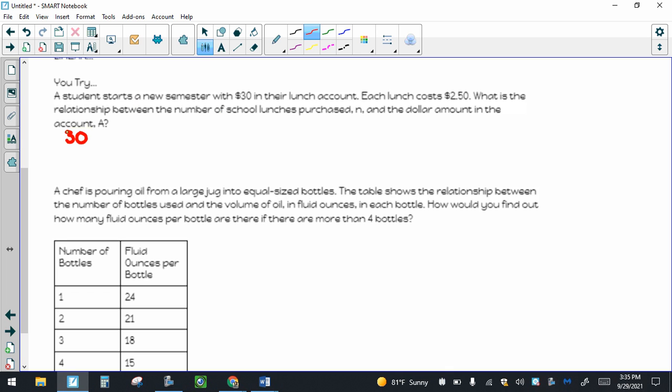She starts off with 30 bucks in her account, and then one day she goes off and she buys lunch and she loses $2.50. So that now she has $27.50 in her account. And then the next day she buys lunch again, so that's minus another $2.50 and she has $25. And then if she does that again, she has $23.50. Right? Each lunch costs $2.50, so we are subtracting $2.50 every single day. This is a subtracting pattern. This is going to be linear.